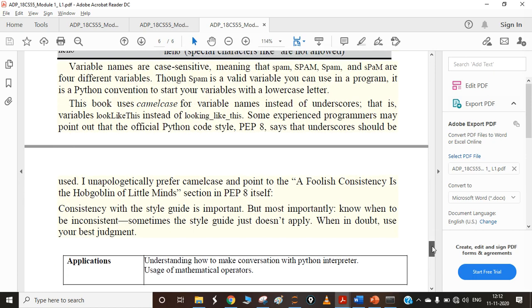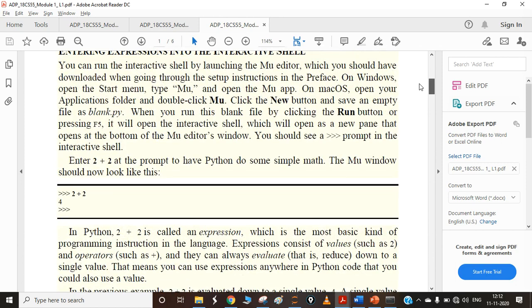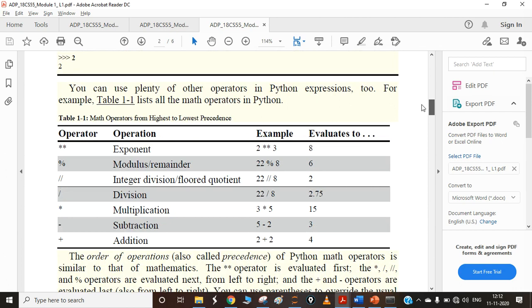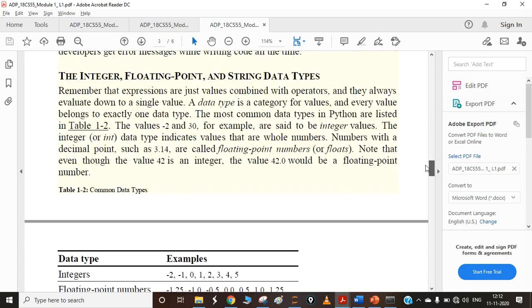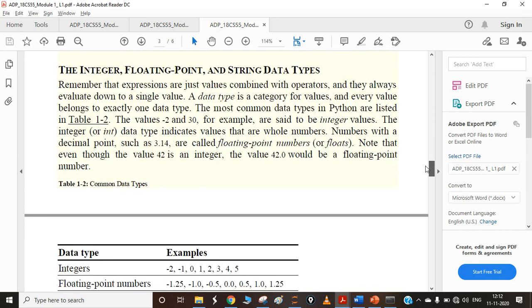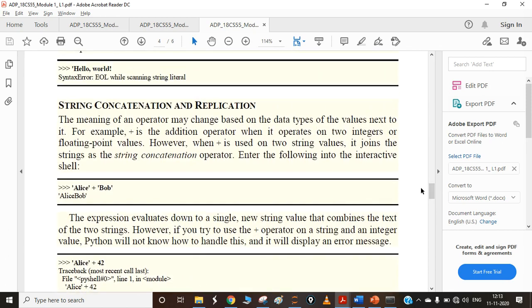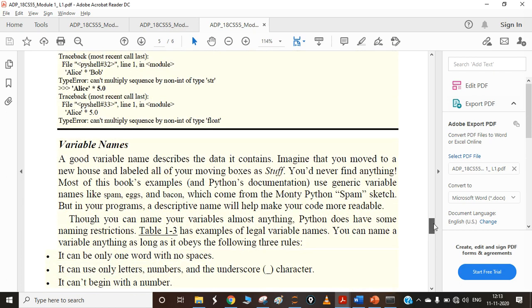Okay, so this brings us to the end of this lecture. In this lecture we have studied how to interact with the interpreter. After that we studied math operators from highest to lowest precedence, and we studied three data types of Python: integer, float, and string. We studied string concatenation, where plus acts like a concatenation operator and star acts like a repeat operator, or replication. Finally we studied variable names, how to assign a name to a Python variable. Thank you.